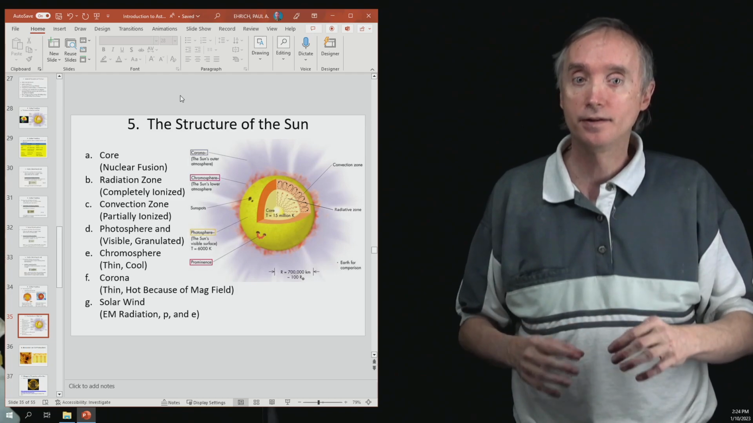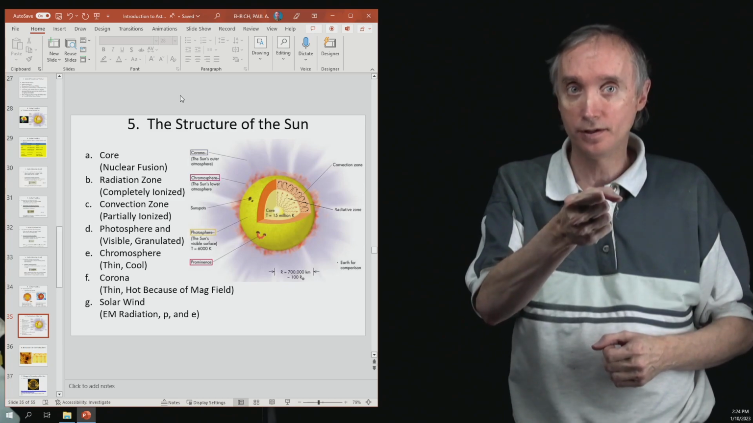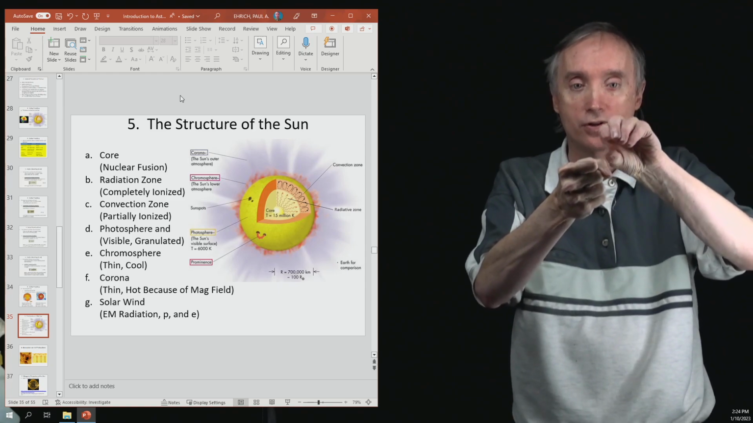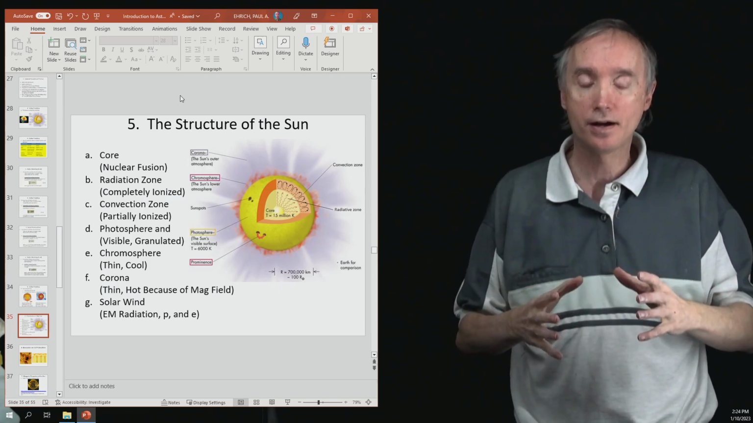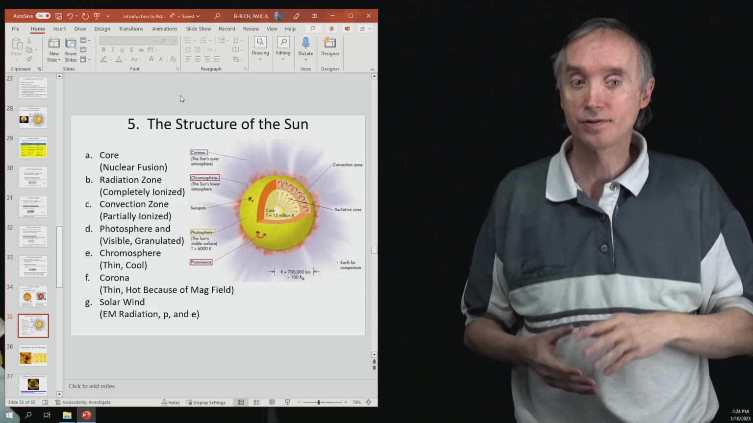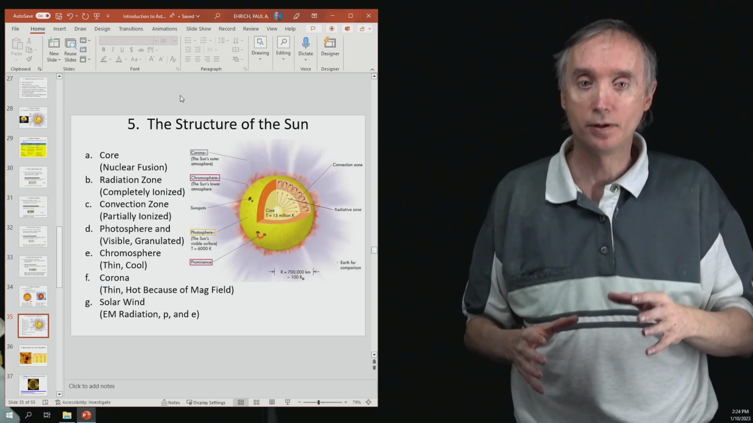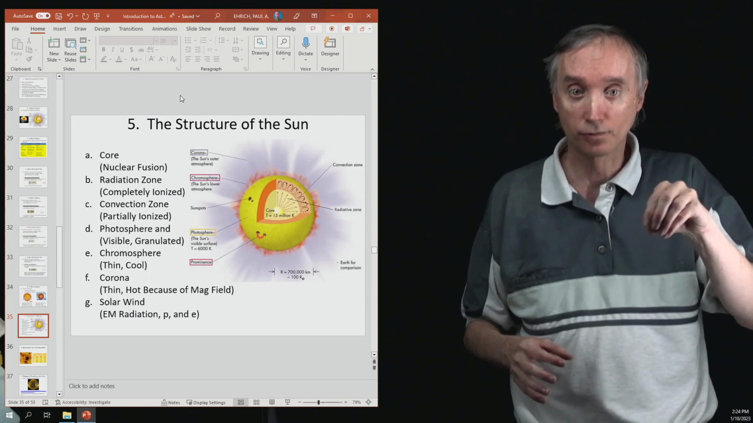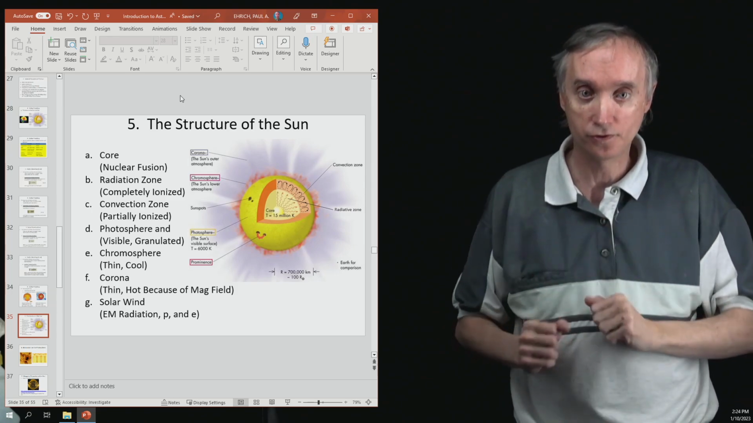It's so hot that atoms cannot exist. An atom has its nucleus, and then it's surrounded by its electrons. If it gets too hot, those electrons have so much energy that they pop off, and then you have an ionized gas or a plasma. So in this part of the sun, it's still so hot that there are no atoms. What you have is a bunch of hydrogen nuclei and helium nuclei running around and bumping into each other, but they don't have enough energy to fuse.